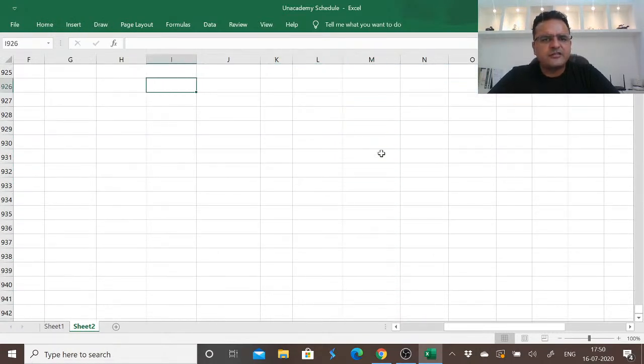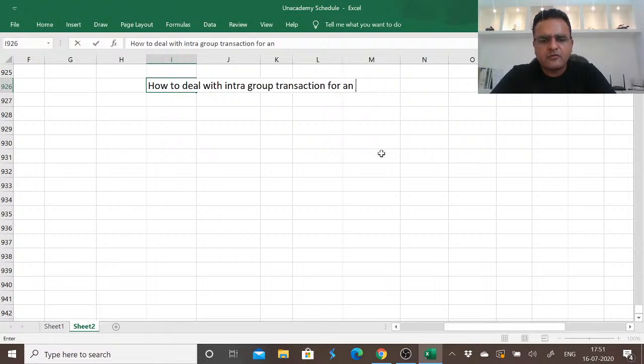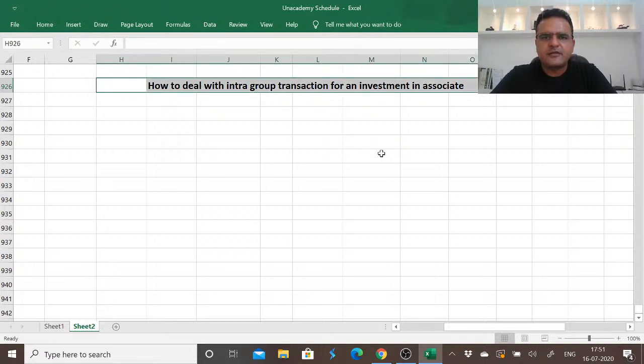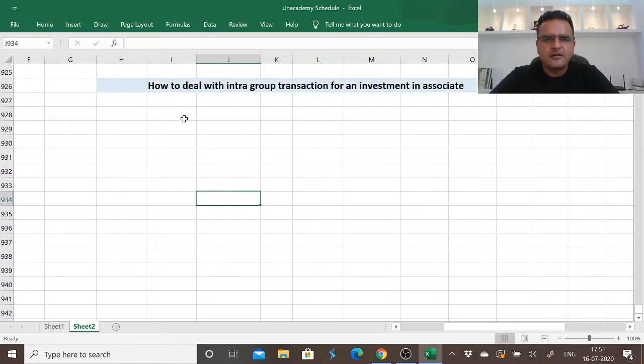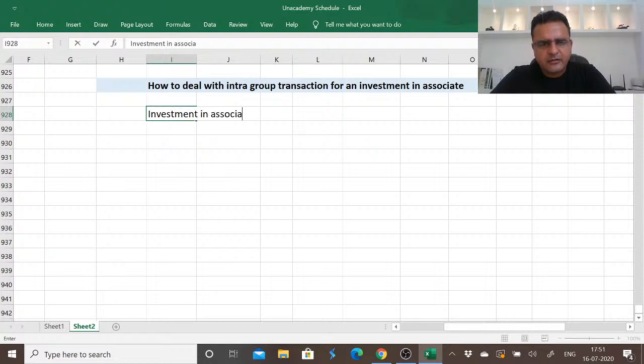How to deal with intragroup transactions for investment in associate. Now, associates are parties with significant influence wherein we are able to influence the financial and operating policy decisions, and we present them in a single line. Investment in associate is presented in a single line in the balance sheet.